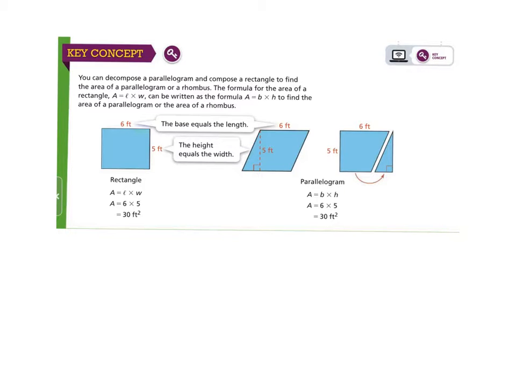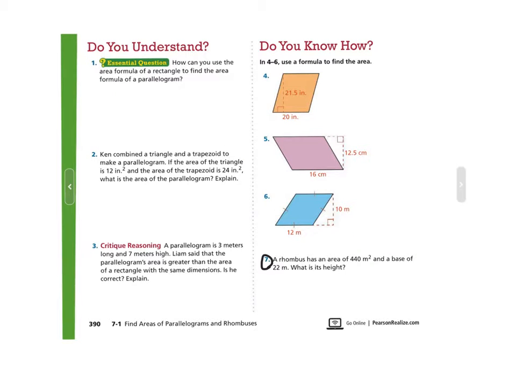So key concept once again is just recapping what we've talked about. Basically we take a rectangle, we cut part of it off, we move it to the other side, we've created a parallelogram, which is how we got that formula, area equals base times height. So if we look at 4, 5, and 6, pretty straightforward. We're just multiplying base times height. We're just going to multiply the numbers together and get our answer.